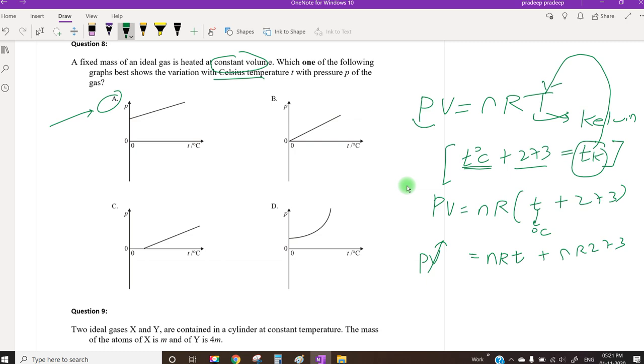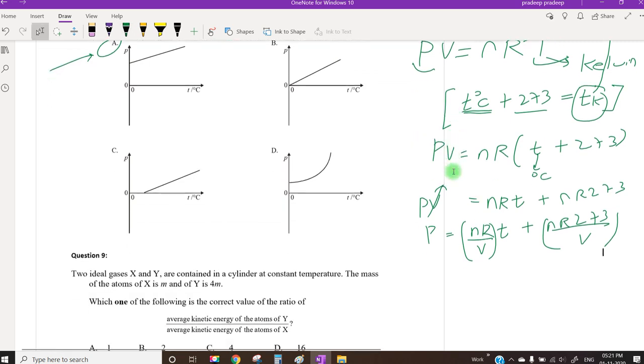So what you will observe is that the value of P can be written as nR divided by V into T plus nR into 273 divided by V. Now Sheldon, all of these calculations are not necessary, but I'm just explaining how we arrive at A. Yes, sir. If you arrive here, now you can compare this to our standard equation, which is y is equal to mx plus c. Now the slope will be positive because nR by V is positive and c is the constant term.